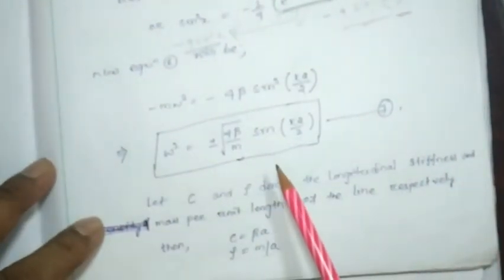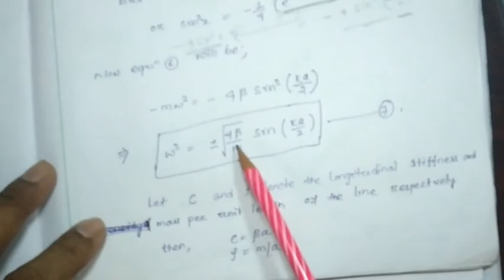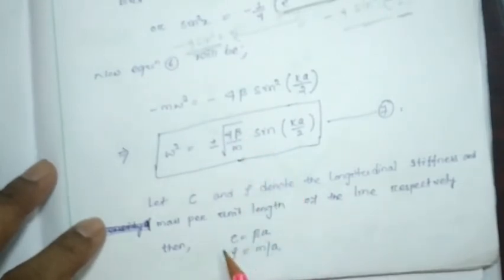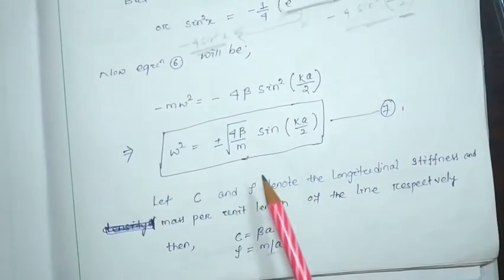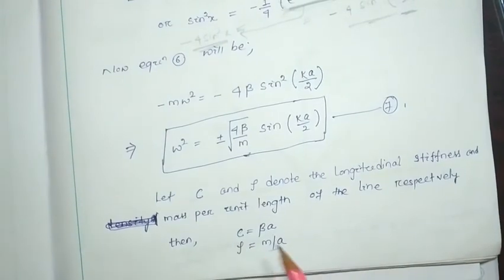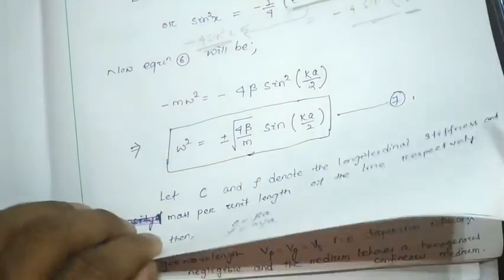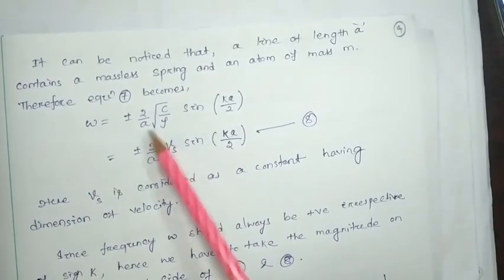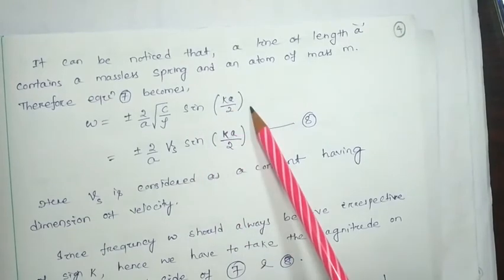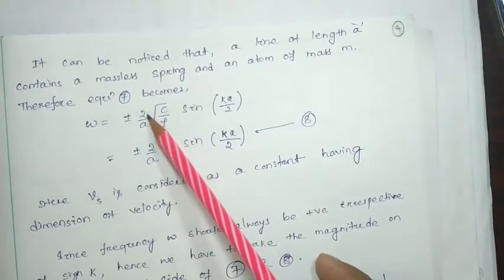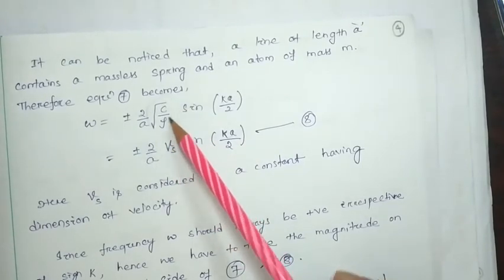Here we can put, instead of beta, C by a, and instead of m, rho by a. So equation number 7 can be written as omega equals plus or minus 2 by a times the square root of C by rho, times sin ka by 2. This 2 by a is the unit of velocity.